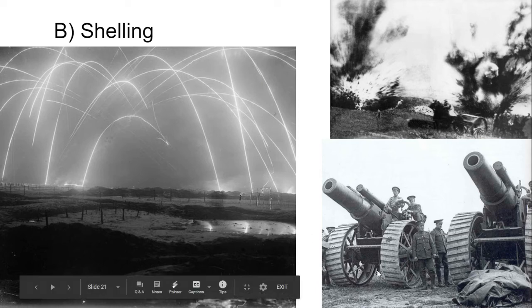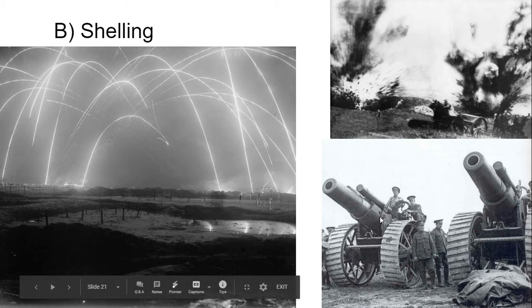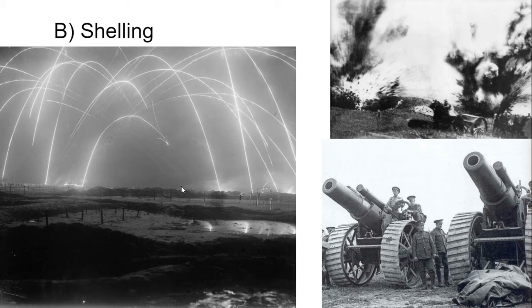Both sides start bringing in more cannons, more types of shells, both explosive and shrapnel shells. And before every charge, usually there's a bombardment of several days to try to weaken your enemy. And so we see just these massive wastelands of craters as millions of shells were flung from one side to the other.